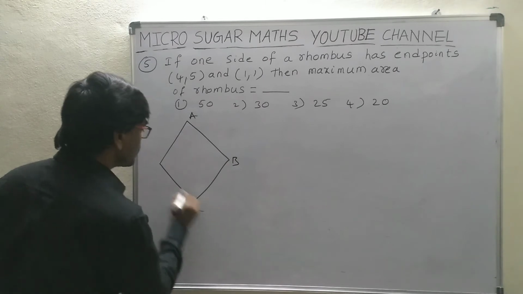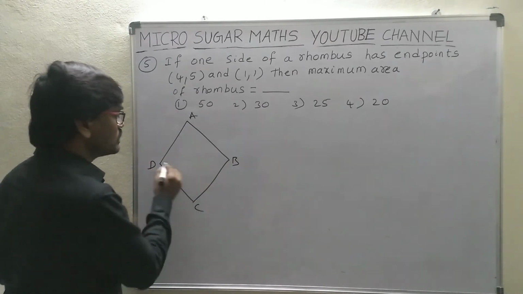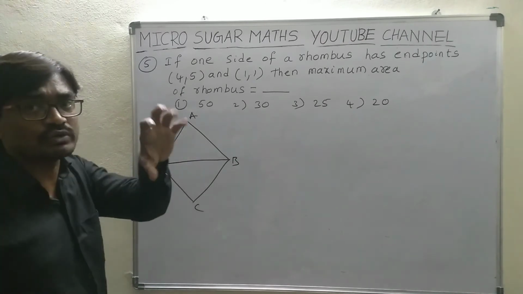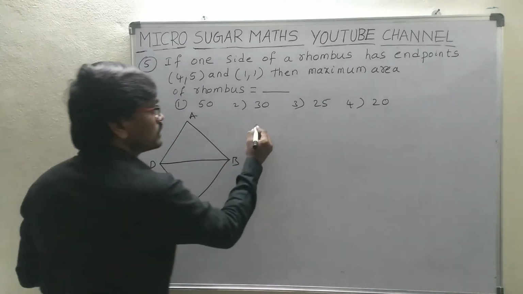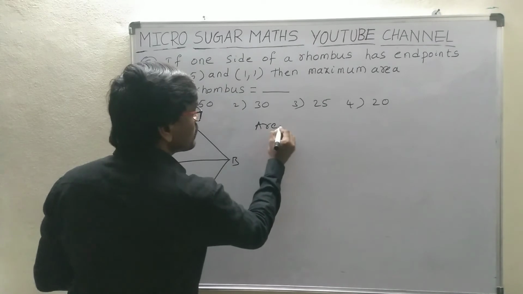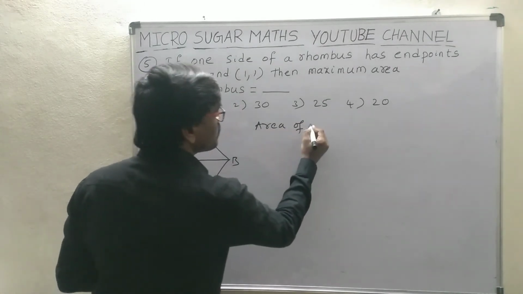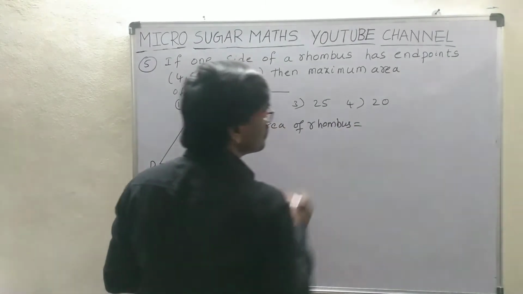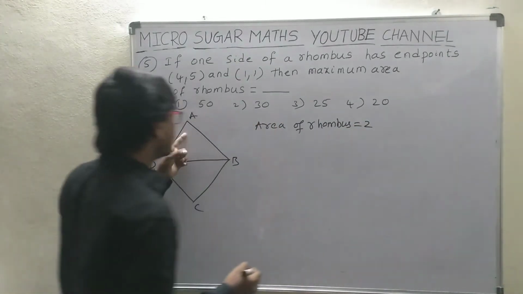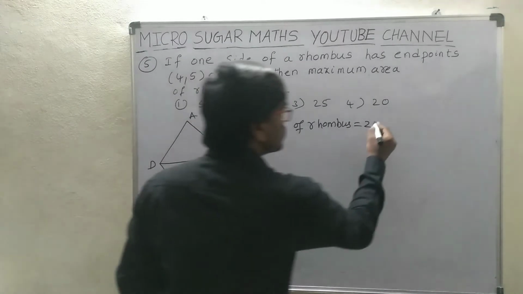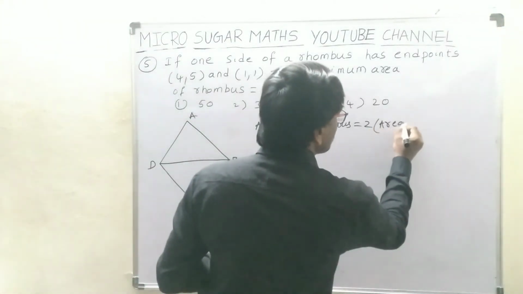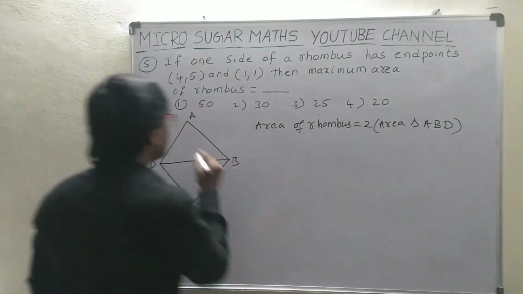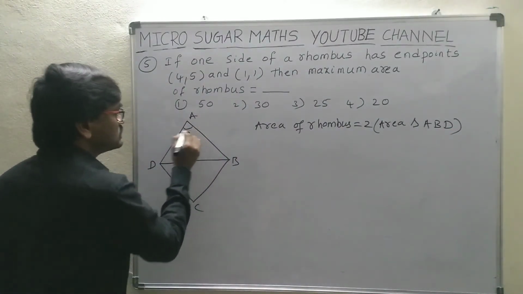ABCD is your rhombus. Students, you know that the diagonal BD divides the rhombus into two equal parts. Therefore, the area of the rhombus is equal to 2 times the area of any one of the triangles, that is equal to the area of triangle ABD. Now students, let theta be the angle.